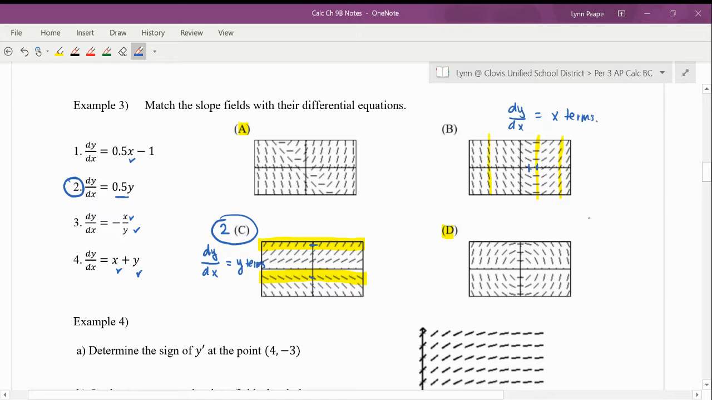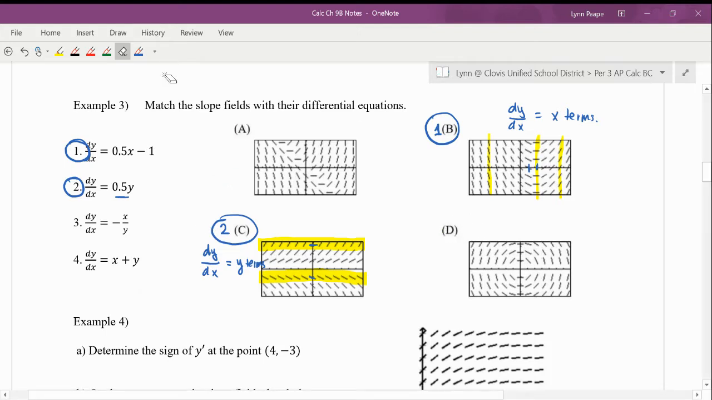And so this would have to be in terms of x, right? Doesn't matter where I am on the y, it matters where I am on the x. So then the only one in terms of x only is this one right here, because this one again has both an x and a y. So then that means that 1 is number B. So then now I'm down to 3 and 4, right? So that's either A or it's D.